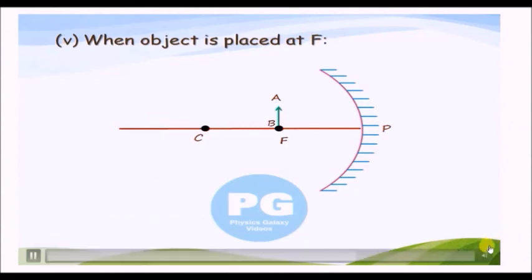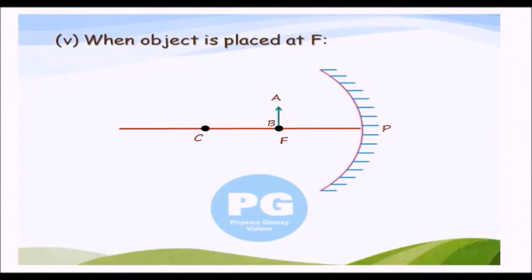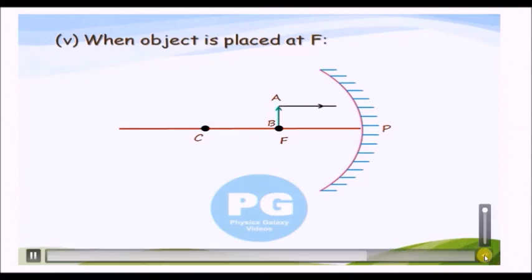Fifth case. Now the same object is kept at focus. A ray of light parallel to the principal axis will pass through focus after reflection.